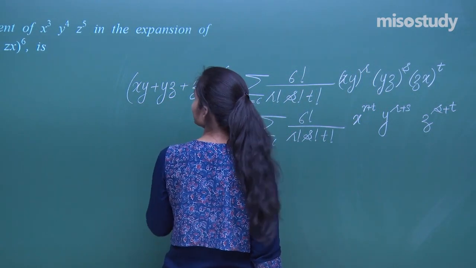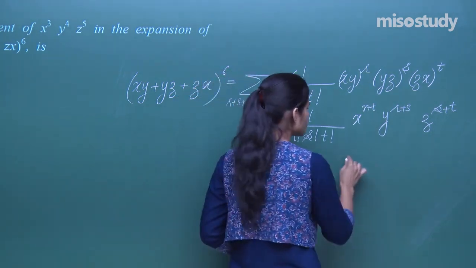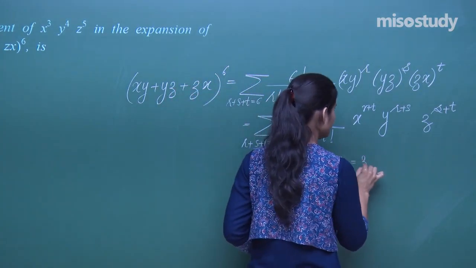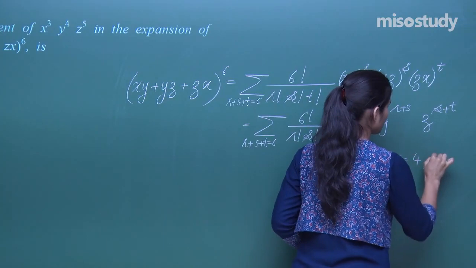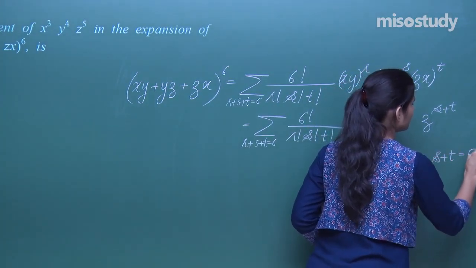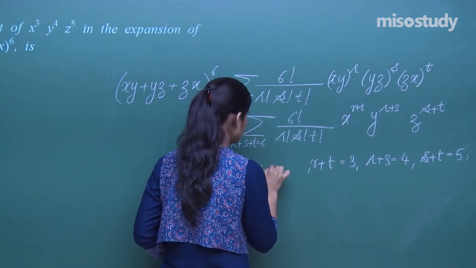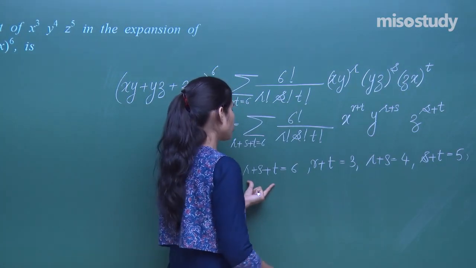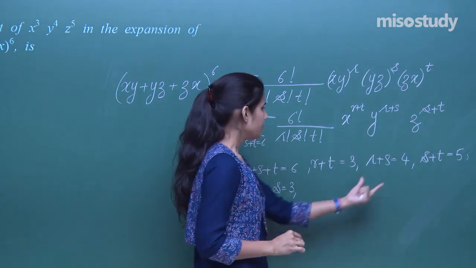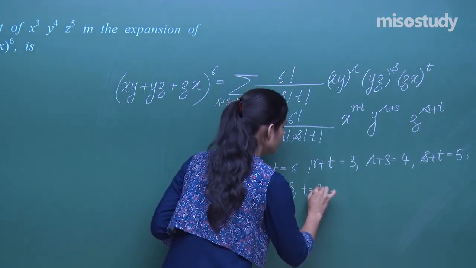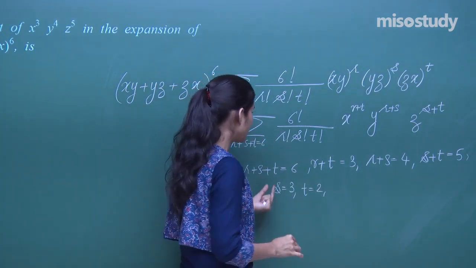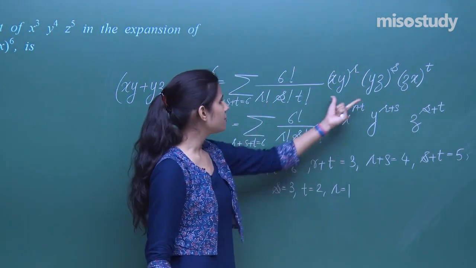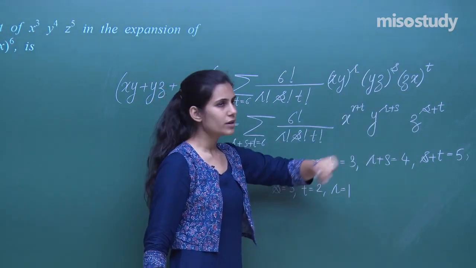You want the coefficient of x cube, y to the power 4, z to the power 5. So you want r, s and t values such that r plus t is 3, r plus s is 4, and s plus t is 5, such that r plus s plus t is 6. If r plus t is 3, s automatically comes out to be equal to 3. If r plus s is 4, t comes out to be 2. And if s plus t is 5, r comes out to be 1. So r, t and s should be these values to give you basically x cube, y to the power 4 and z to the power 5.